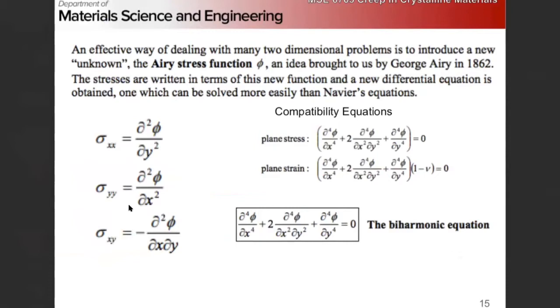Essentially, we can rewrite our compatibility equations here, and they both have this term, which is what's called the biharmonic equation.